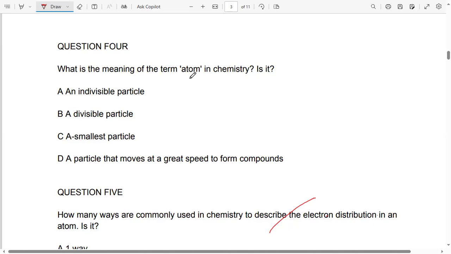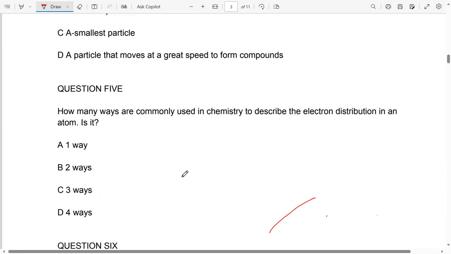Okay, an atom is just an indivisible particle of an element. All right, so an atom is an indivisible particle of an element. So you can't separate it into something else. Okay, it's just like that. So here we would go with A as our correct answer.